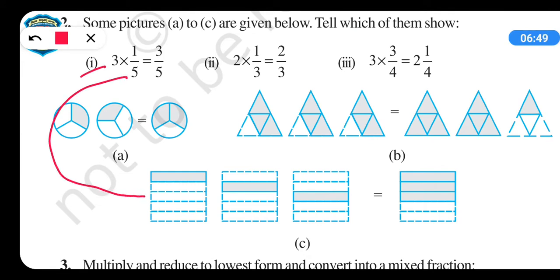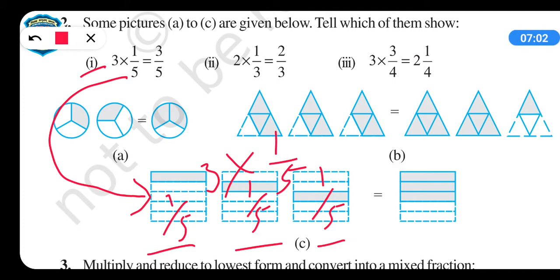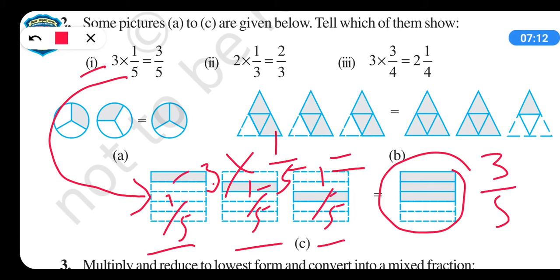3 into 1 upon 5 is this one, because this is 1 upon 5, this is 1 upon 5, this is 1 upon 5. So how many are these? 3. So 3 into 1 upon 5 is equal to, now what is written ahead? The product. See, 3 into 1 upon 5, so 1, 1, 1, how many are there? 3. So it is 3 upon 5. It is formed, right? So this is the first one. This matched with the first one.